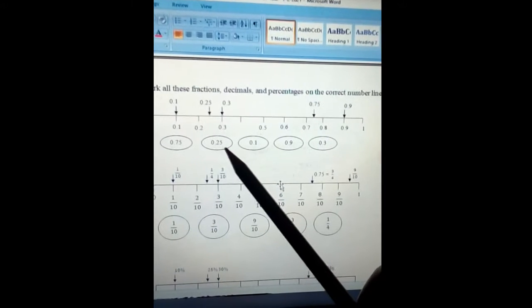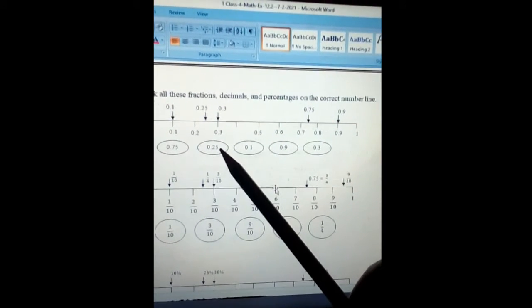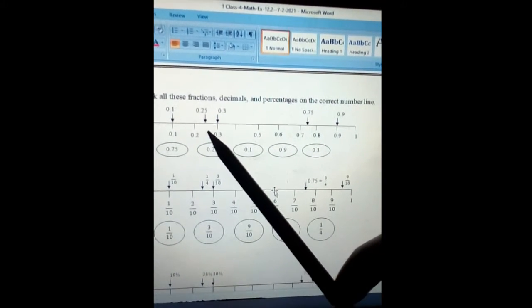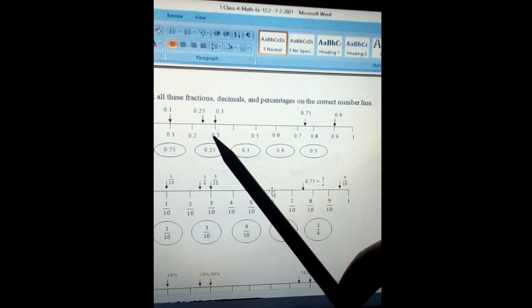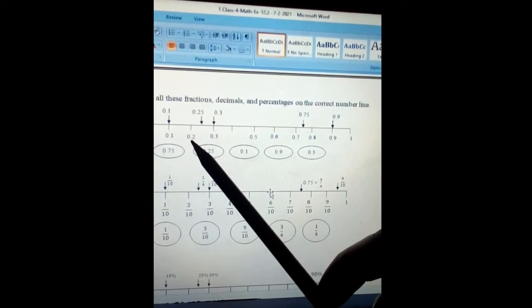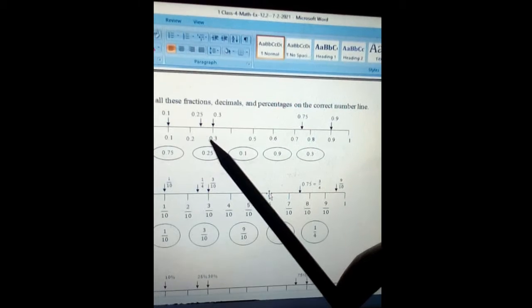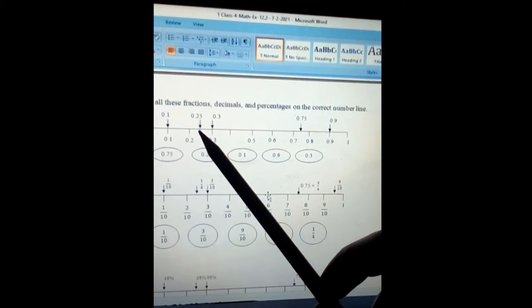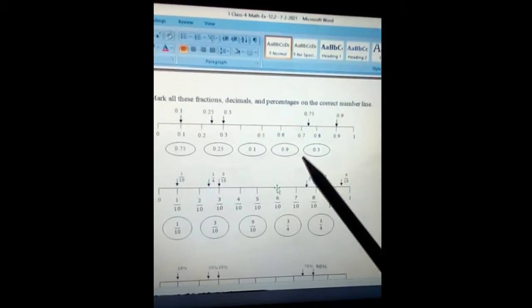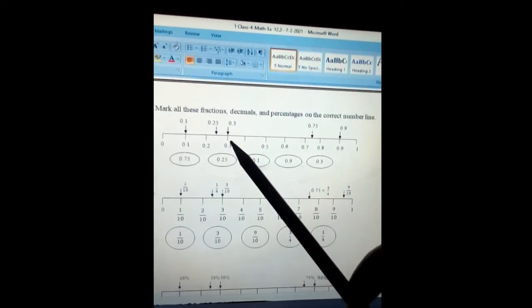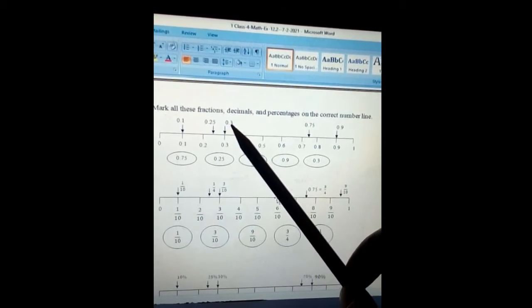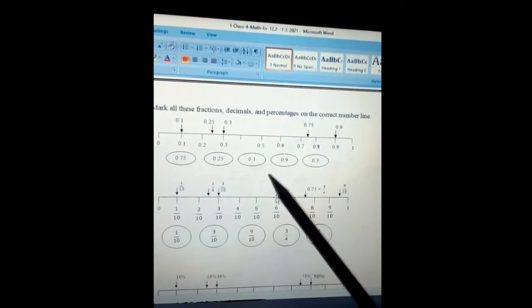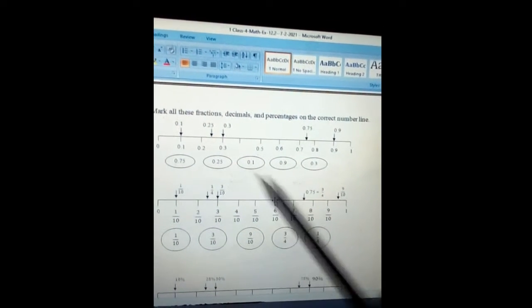Then we've got 0.25. So 0.25 is in between 0.2 and 0.3. Next is 0.3. We've already got the point 0.3, so we'll just put an arrow and put the number over here, 0.3. So this one is done, this one is done, and this one is done.